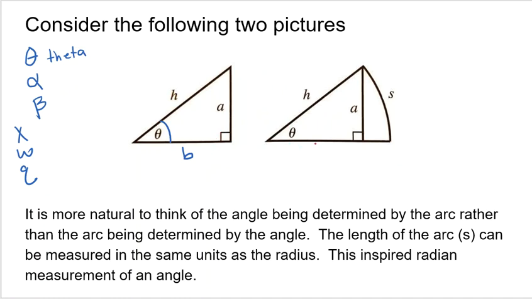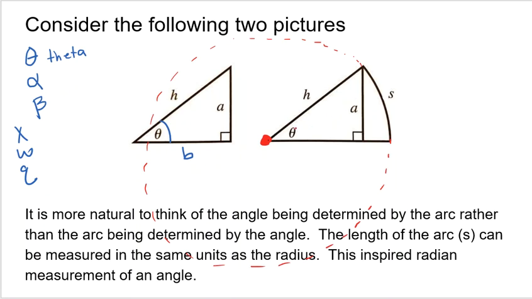It's actually a lot more natural to think about an angle in terms of the arc it creates. So imagine if the hypotenuse was the radius of a circle, right? So if this was the center of the circle down here where the angle is located, and if the hypotenuse was the radius and I swung that hypotenuse around, I'd create this ginormous circle.